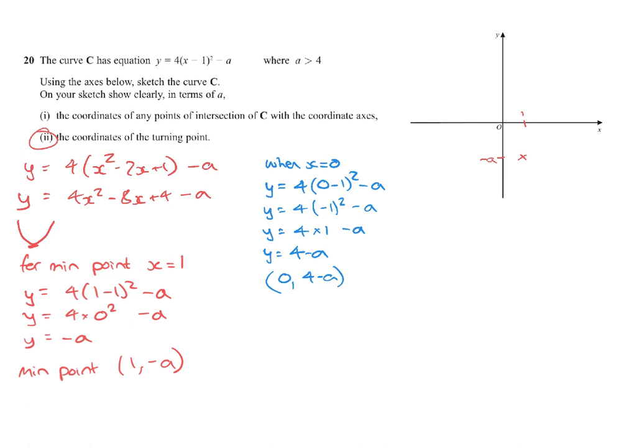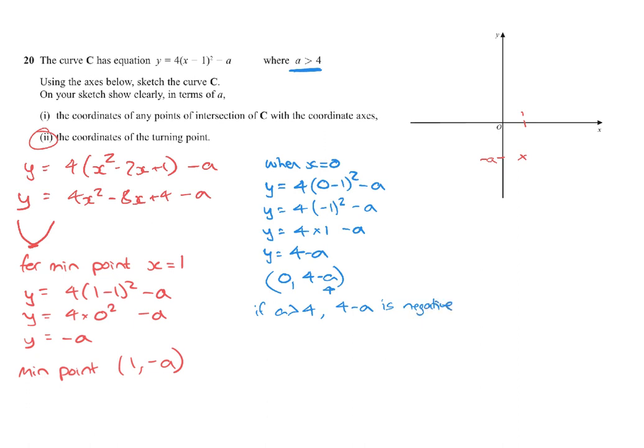So if we look at that, we go, okay, so when x is 0, we are going to be cutting the y-axis at 4 minus a. And it tells us that a is bigger than 4. So that means that this value is bigger than 4. So if a is greater than 4, then 4 minus a is going to be negative.